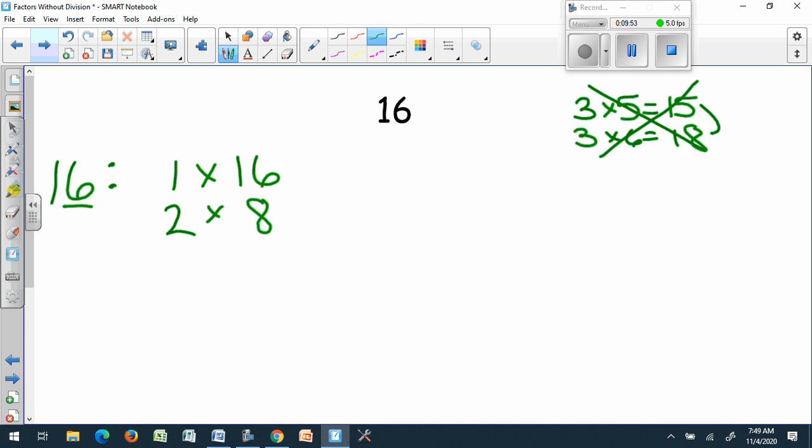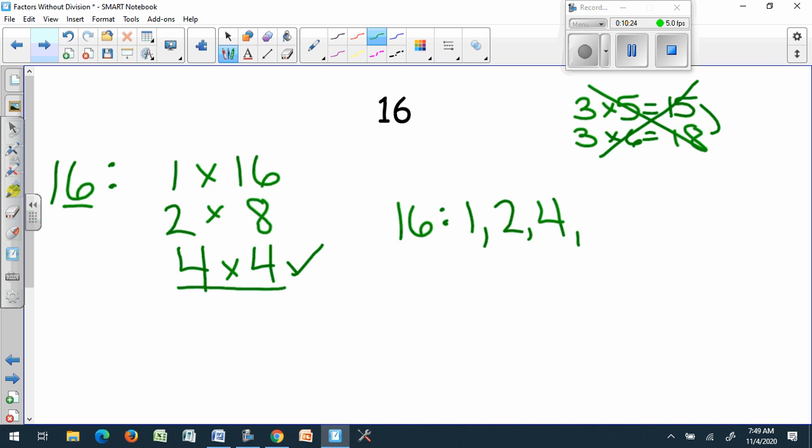But 4 is. And 4 is a special factor because we multiply it by itself. If you ever have a fact where you multiply the number by itself, that means you're done. It's just like if the number is already written there. So here are all my factors. When I write them out in my notebook, I'm not going to write 4 twice because there's only one factor of 4. So I'm going to write them as 1, 2, 4, 8, 16.